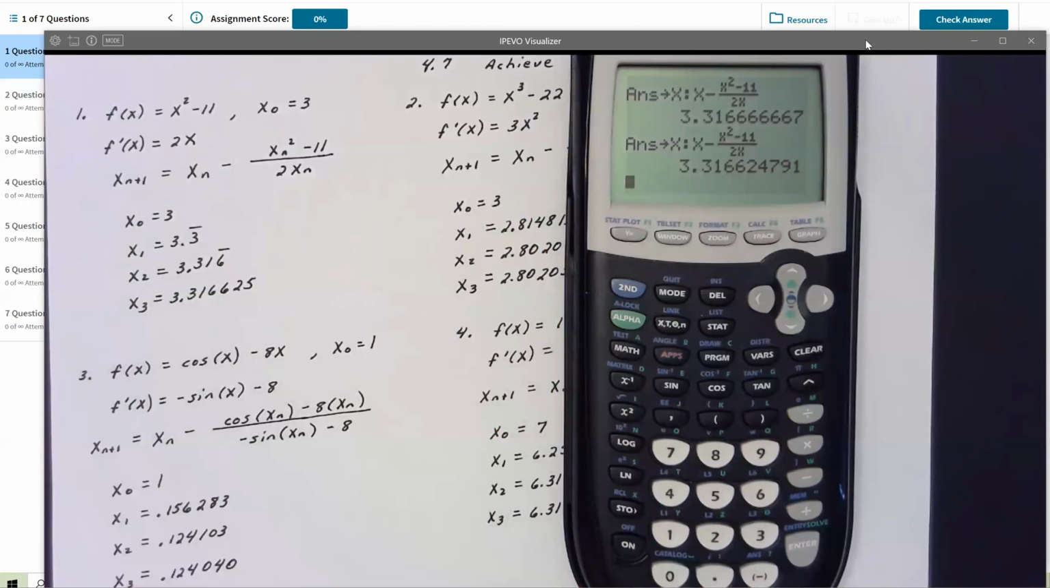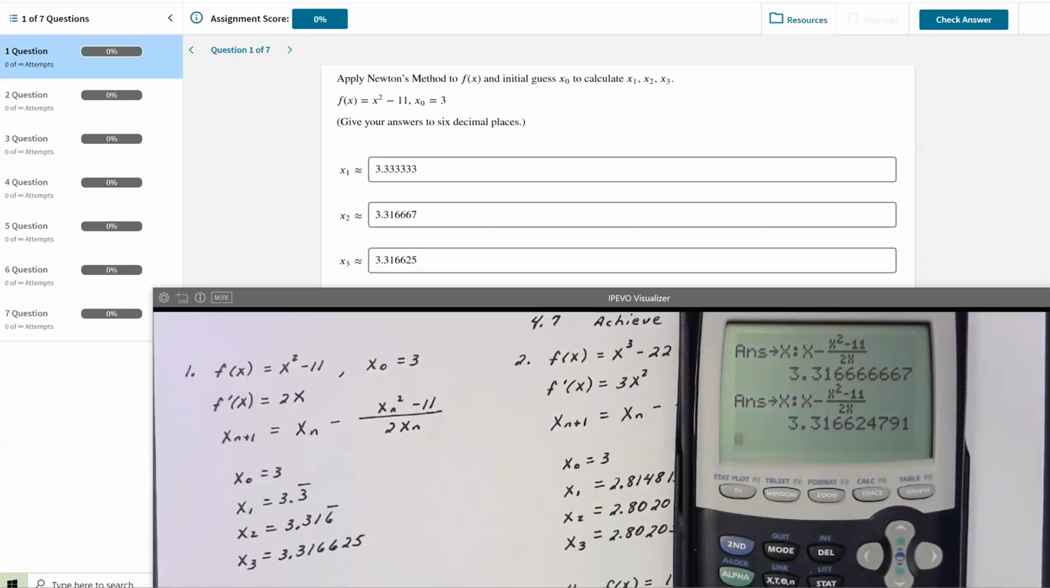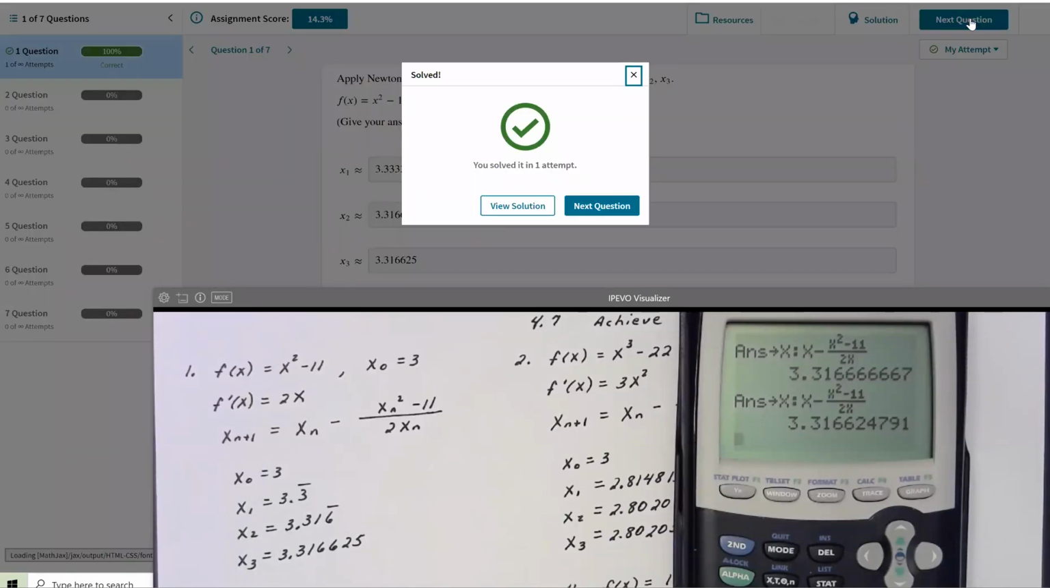Absolutely. My first refined guess here is, and they want the answers to 6 decimal places, so I'll say 3.3. Now I'll have 6, and then I need 3 more decimal places. So 6, 6. I'll have to round that last decimal place to 7. And then my last one here, x sub 3, is going to be 3.316625. So I get my values entered in. I'd go to the check answer icon here, check answer, and you got it.